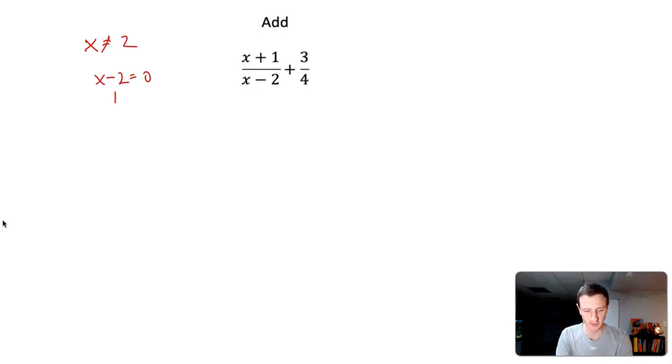So x minus 2 equals 0. We add 2, x equals 2. Meaning x can't equal 2 because 2 minus 2 is 0. All right, so that's just one thing you want to make sure you identify: what x cannot equal.